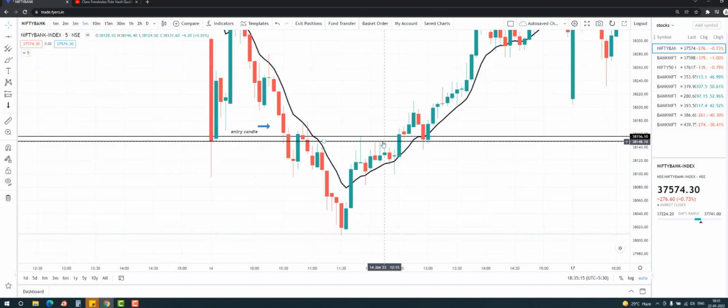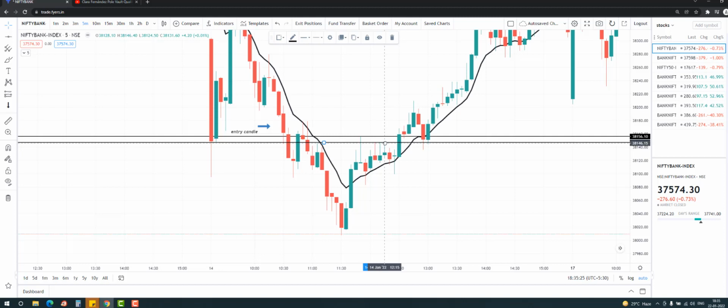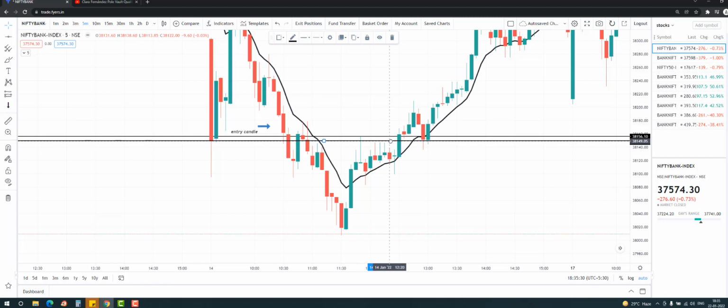We will try to mark 5 points above. Don't get initiated exactly at the break of this level. Keep a 5 point buffer in the CE chart. I'm not talking about a 5 point buffer here; I'm talking about a 5 point buffer at the money in the CE chart. For example, if the CE chart is showing 350 at this level, try to take an entry at 355 rupees. Please keep a buffer of 5 points. So this is the entry point for you.